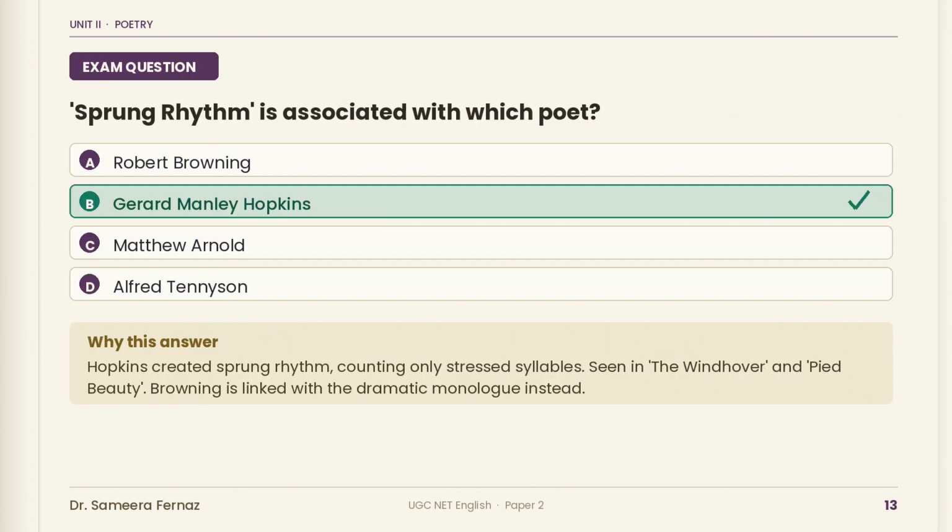Question time. Sprung rhythm is associated with which poet? Option 1 Robert Browning, Option 2 Gerard Manley Hopkins, Option 3 Matthew Arnold, Option 4 Alfred Tennyson. So the answer is Option 2, Gerard Manley Hopkins. He created sprung rhythm in which only the stressed syllables are counted. You can see it in The Windhover and Pied Beauty. Do not confuse this with Browning, who is linked with the dramatic monologue.